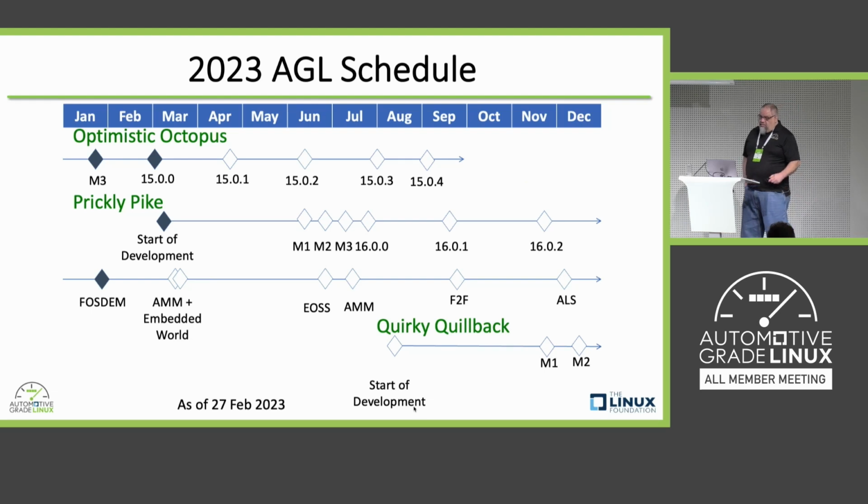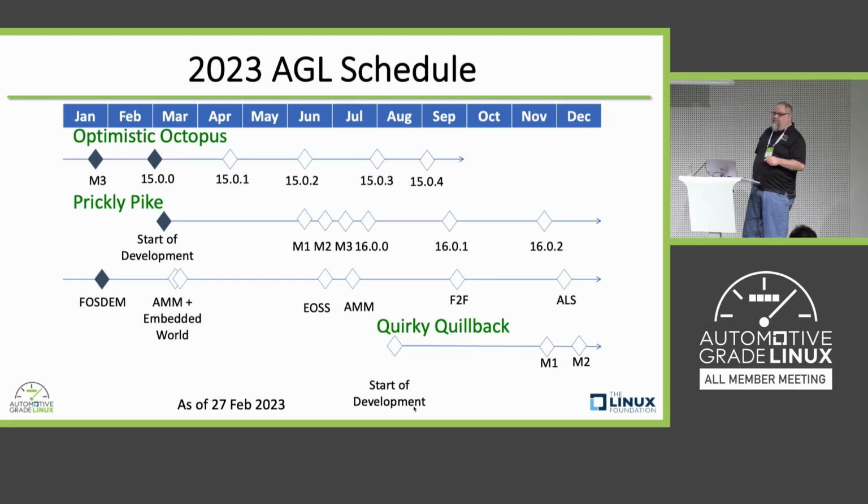So overall, this is kind of the schedule that you'll see on our wiki page. I updated it about a week ago. Overall, we just made our Optimistic Octopus release a few weeks ago, February 27th. We started development now on basically release 16, so Prickly Pike. And basically we'll continue our every half year cadence of major releases.